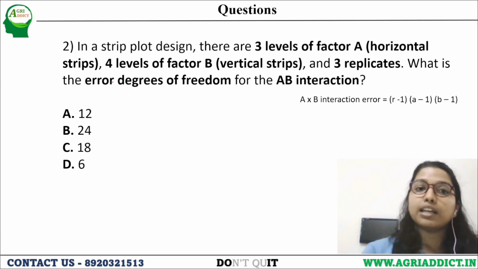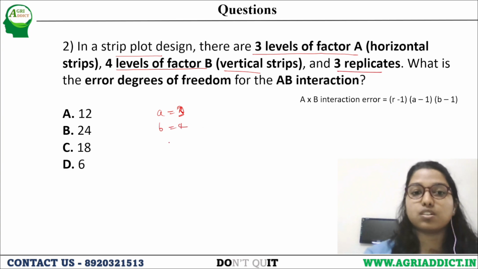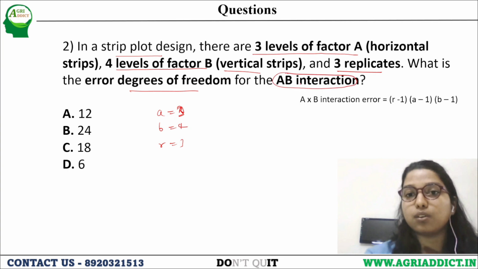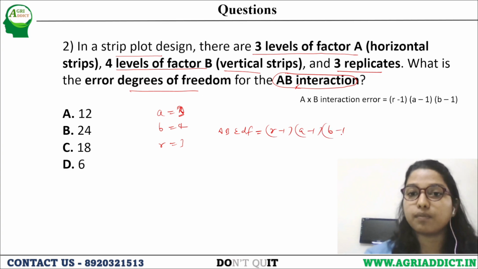Next question. Now comes the strip plot design. In a strip plot design, there are 3 levels of factor A. So we are writing A is 3. It is horizontal strip. 4 levels of factor B, that is vertical strip. So we are having 4 levels. Now 3 replications, R is 3. Now what we have to find: what is the error degree of freedom of AB interaction? Okay. So the formula for AB error degree of freedom would be R minus 1, A minus 1, B minus 1.